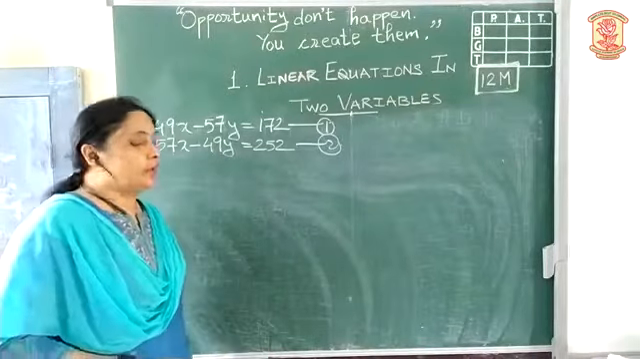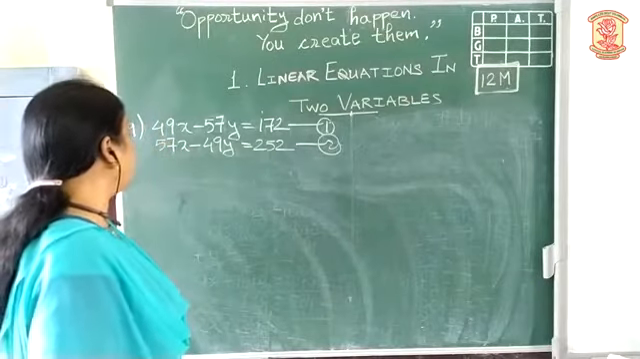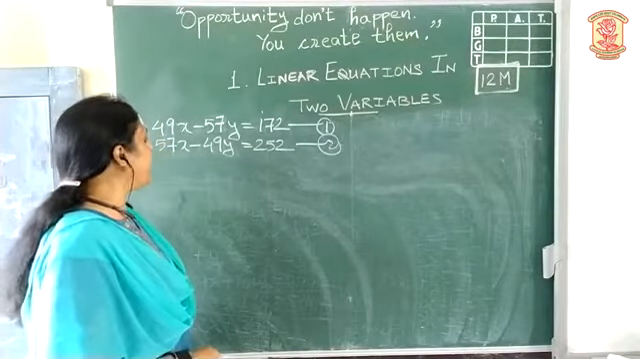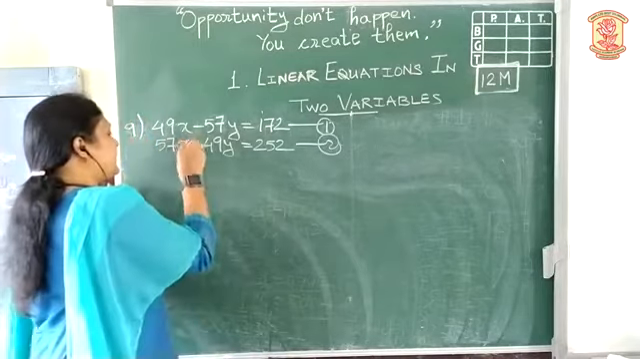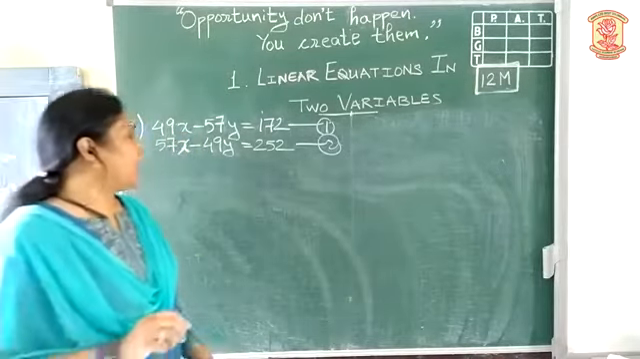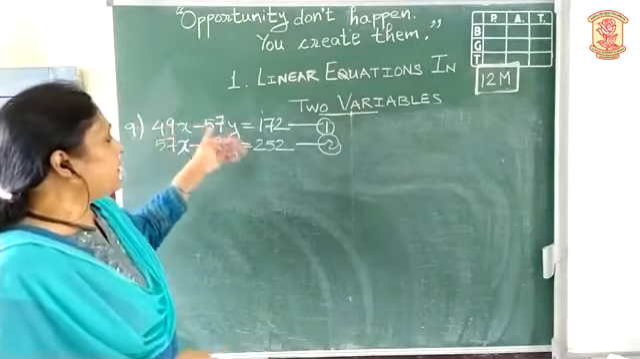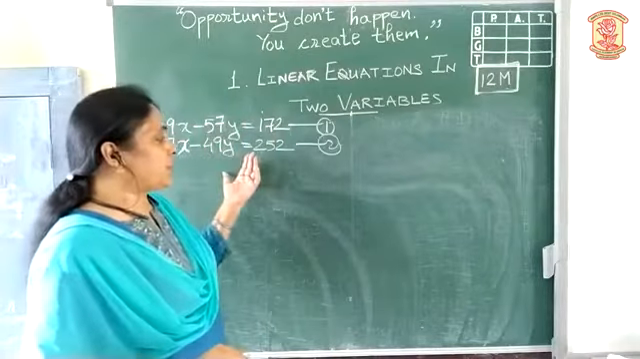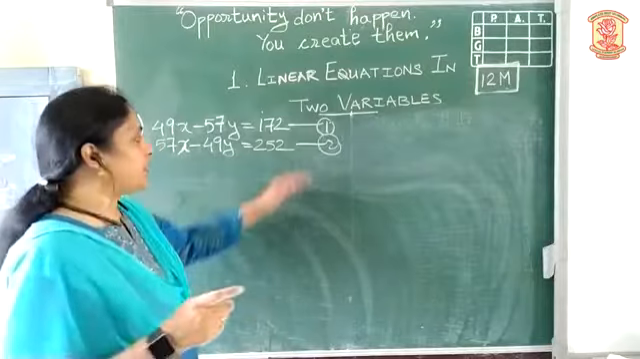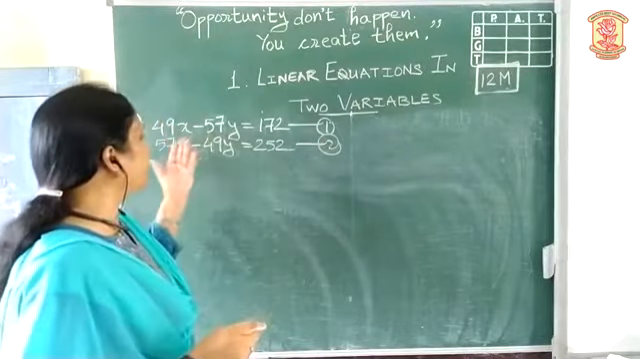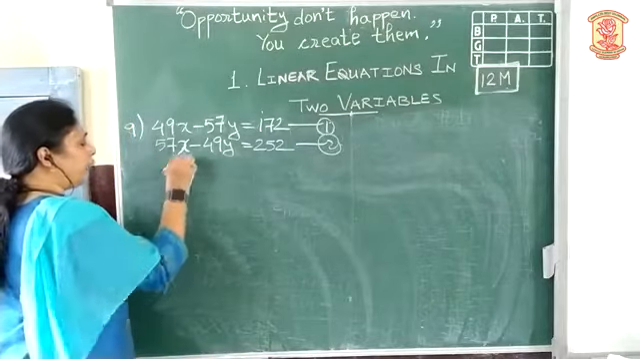Now we are going to solve the last question of this exercise, that is 49x minus 57y equals to 172 and 57x minus 49y equals to 252. Again, if you observe here, it is similar to what we have done in the previous question, that is the 8th one. Here the coefficients are interchanged. In first and second, the coefficients of the two variables are interchanged. So what are we to do? We add and we subtract.